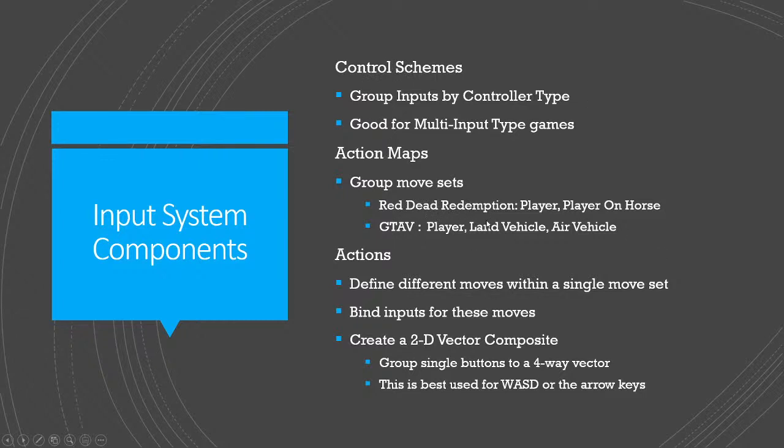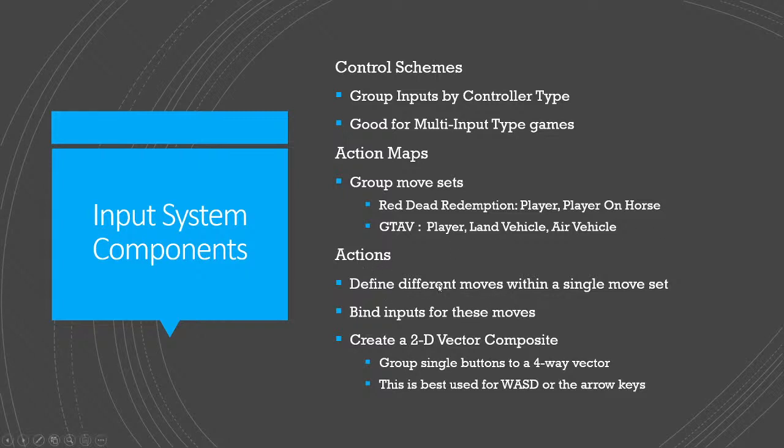For action maps, let's just look at the games Red Dead Redemption and GTA 5. So in Red Dead Redemption, you have player on foot and player on horse, right? So two completely different ways of controlling the character, but they're going to have a general feel to them, right? And in GTA, we have the player, land vehicle, and air vehicle. Same kind of idea. So they're just different control maps that you're going to be using.